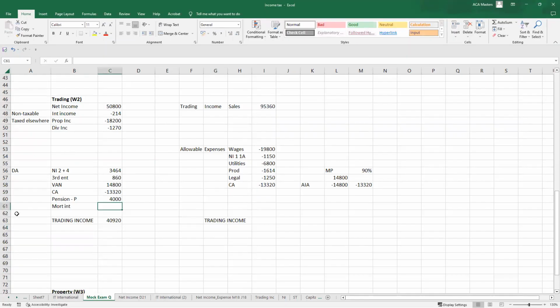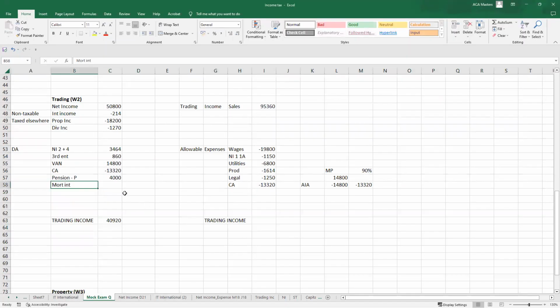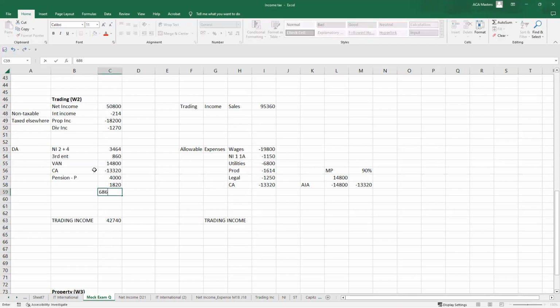So we're going to have a few of these amounts in here because we disallowed all of the expenditure which didn't relate to trading income. So we've got the estate agent fee. This way actually worked out a lot longer, because most of the amounts didn't actually relate to trading. So 1,820, then the 686 and the 8,000, because that all came under the property income.